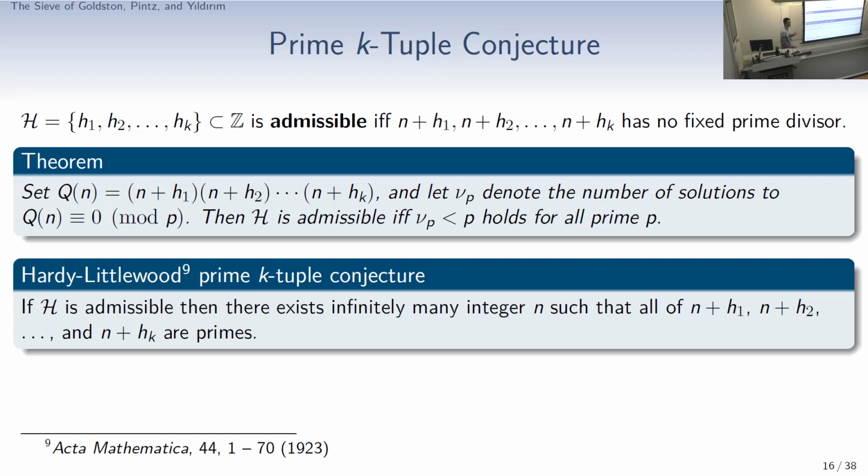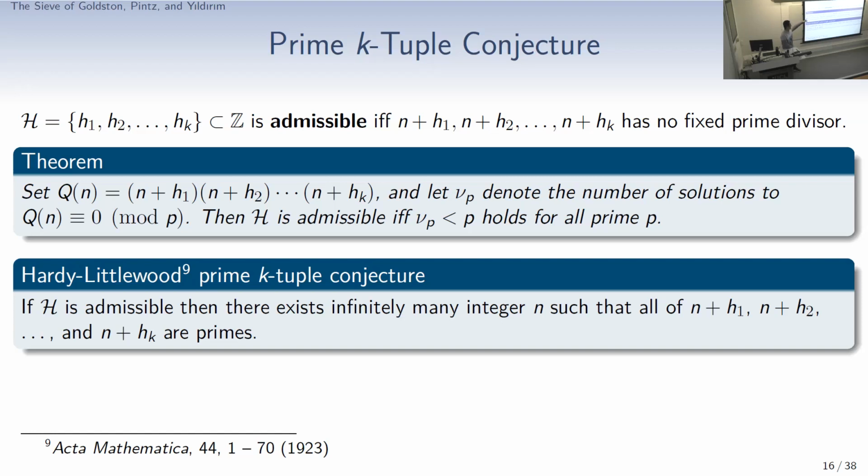Any questions? Okay. What do you mean by fixed prime divisor? Yeah, so a fixed prime divisor means that suppose it's always divisible by 2. Then if we make n arbitrarily large, it's still going to produce numbers that are divisible by 2. And these are even numbers, they are not prime numbers.